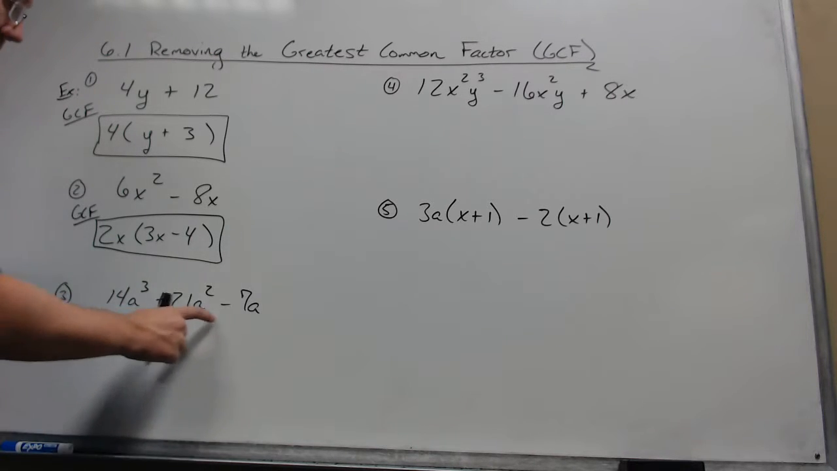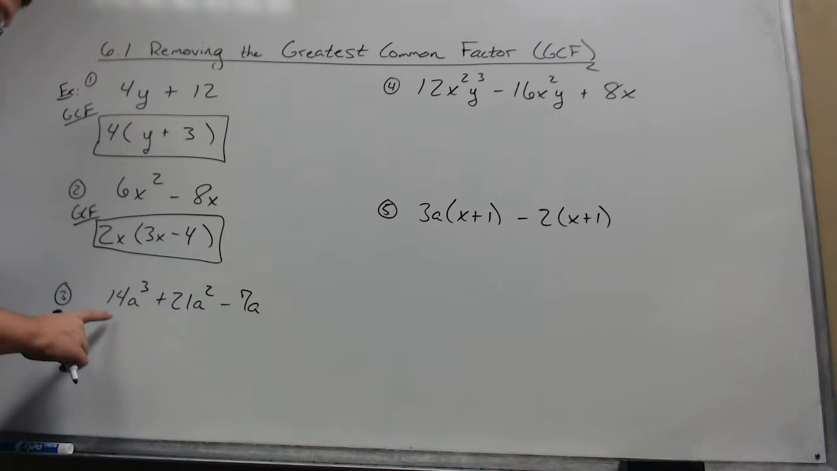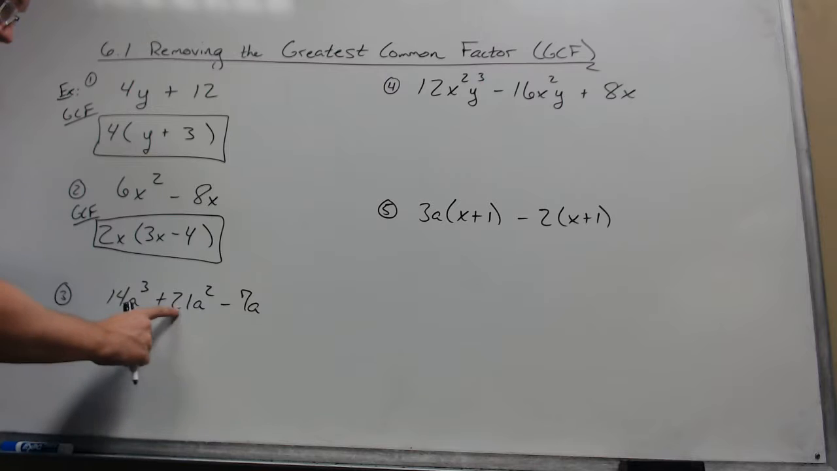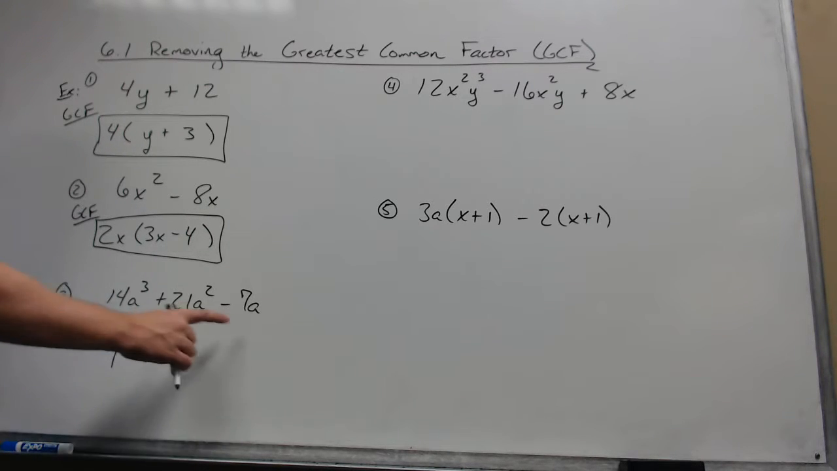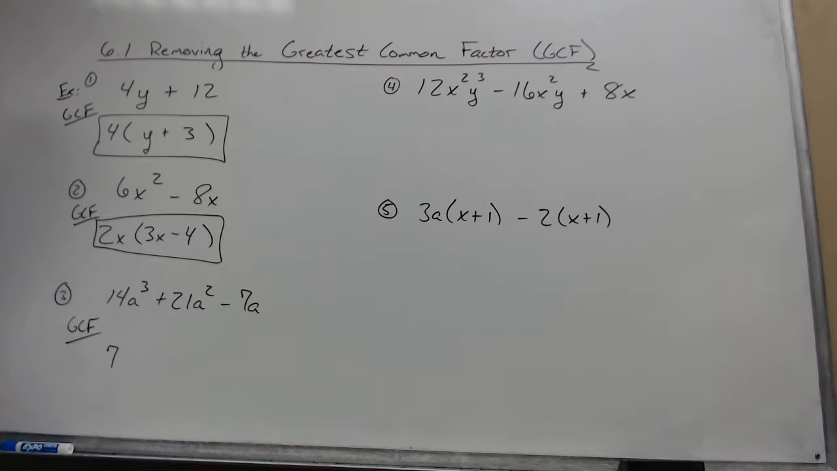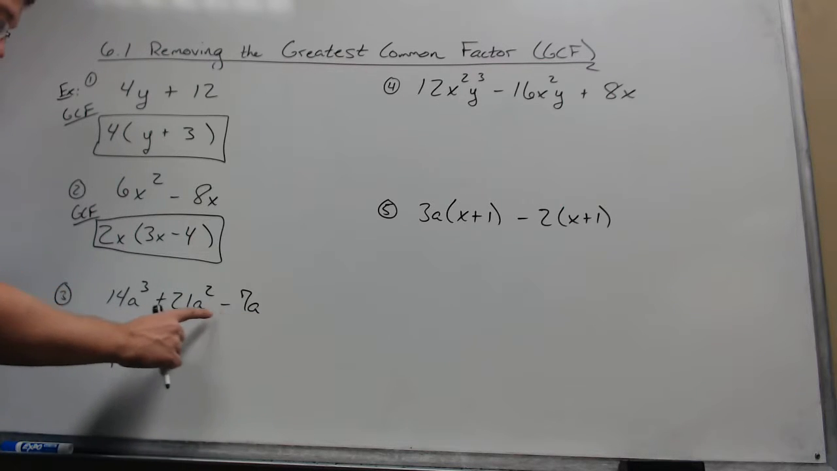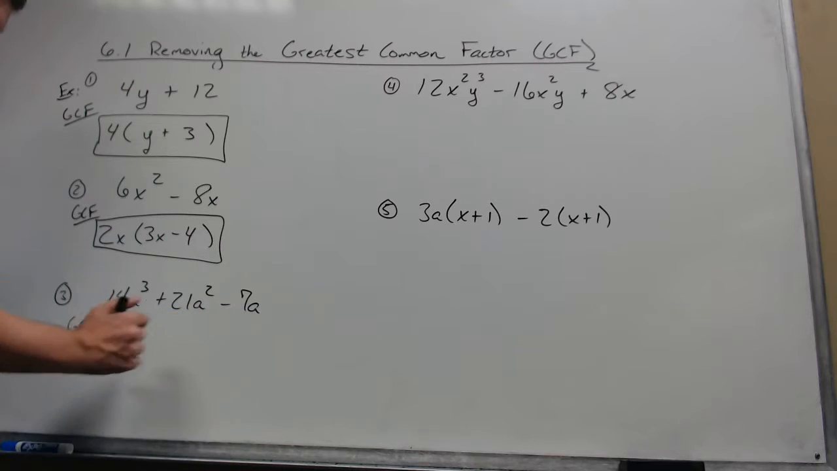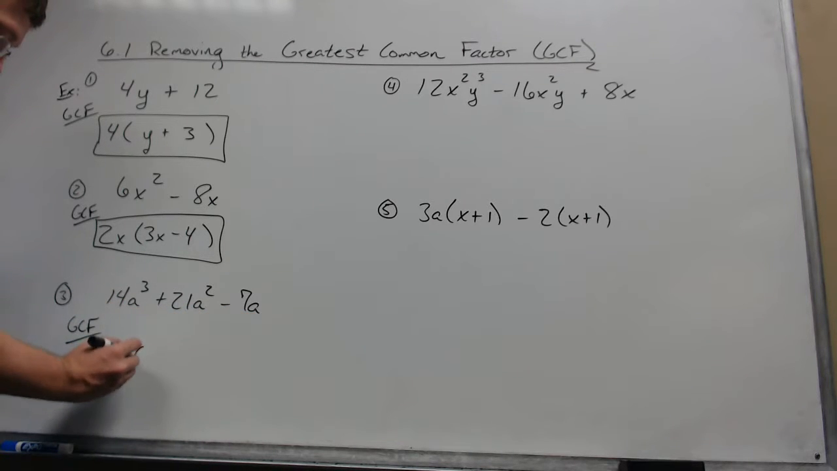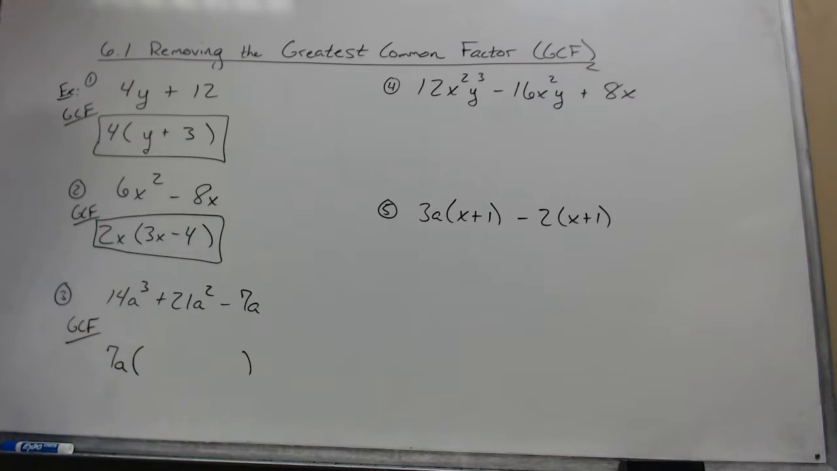Number 3, I've got more terms, but that doesn't make it any more difficult. I just have to evaluate all of them and say, all right, what's the common factor between 7, 21, and 14? The GCF. Well, numerically, hopefully you came up with 7. 7 divides evenly into all these. In terms of a's, are there some a's I can take out of every pile? Yeah, the lowest exponent is 1, so 7a I can remove from every term.